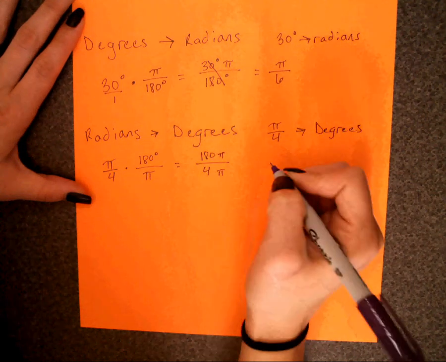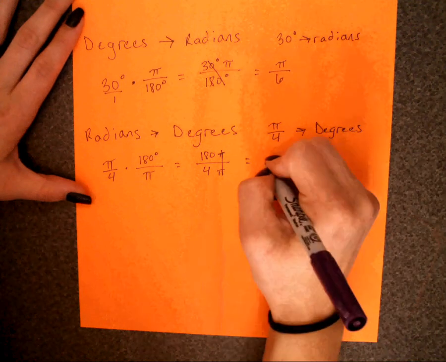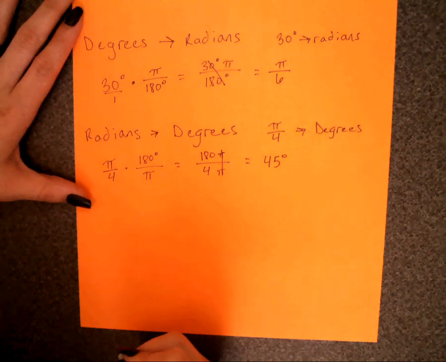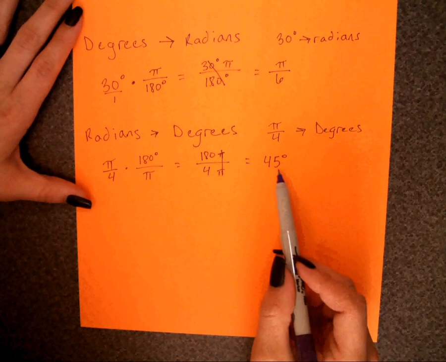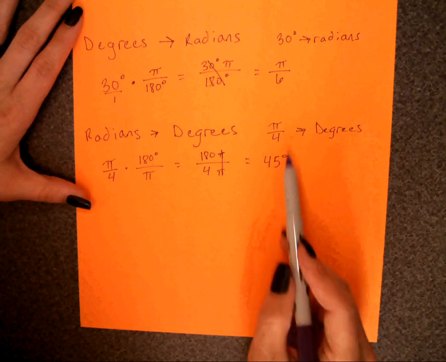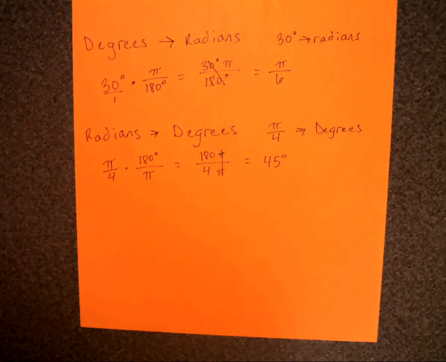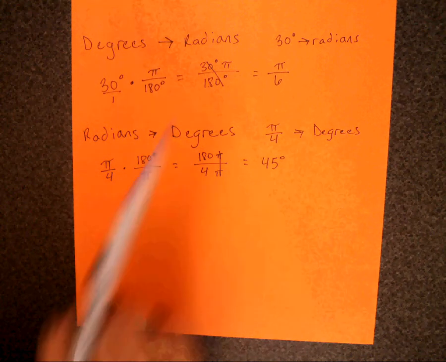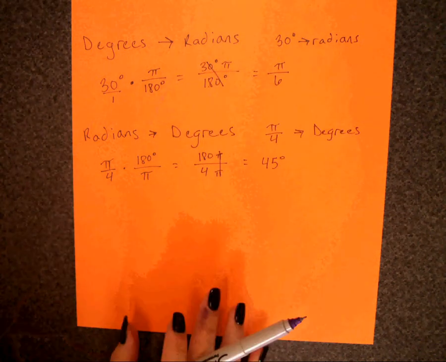Multiplying straight across, I get 180 pi over 4 pi. My pi's cancel out. 180 divided by 4 is 45 degrees. So an angle of measure pi over 4 radians is equivalent to an angle of 45 degrees. They are the same size, so they're on the same spot on our graph. So that's converting between radian and degree measure.